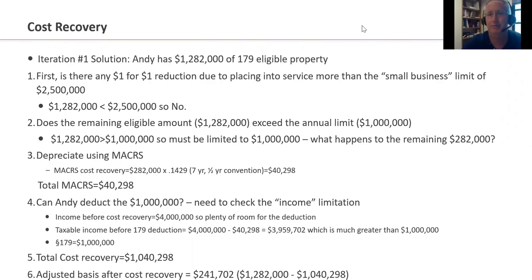But a chat came through. Where is it? There it is. Can I repeat step four? Yes, I can, right? So if we look at step four, can Andy deduct the $1 million?